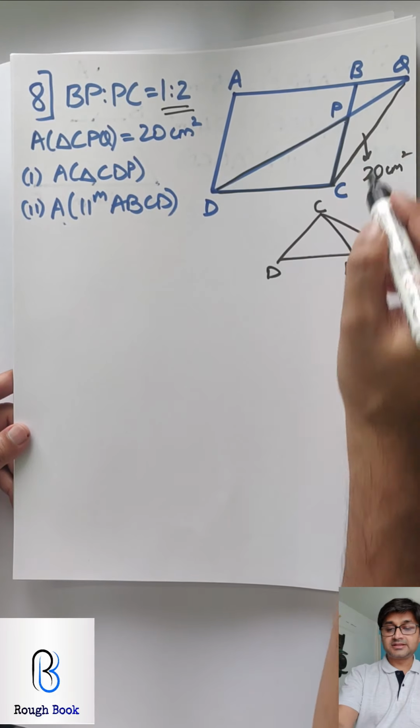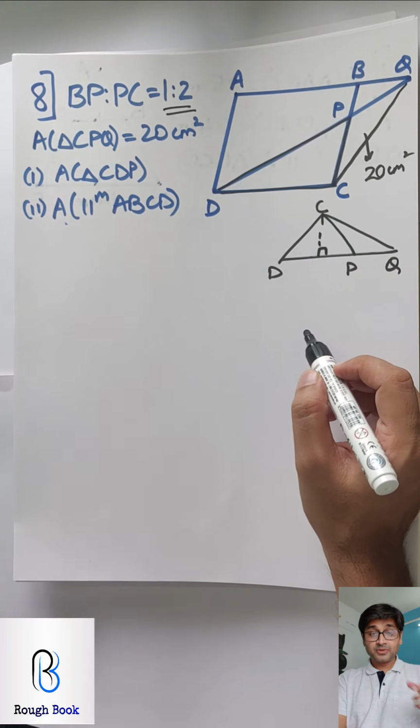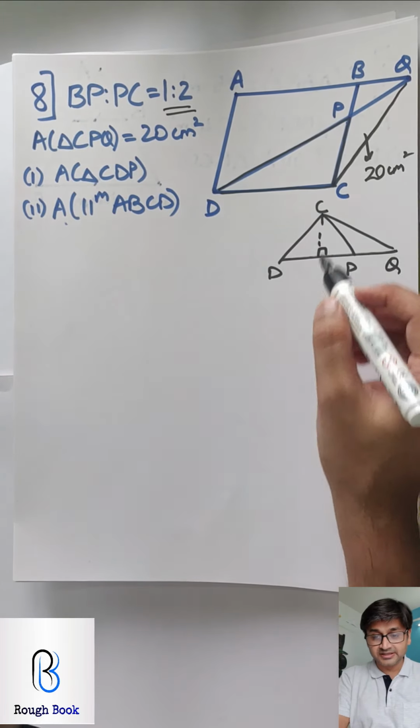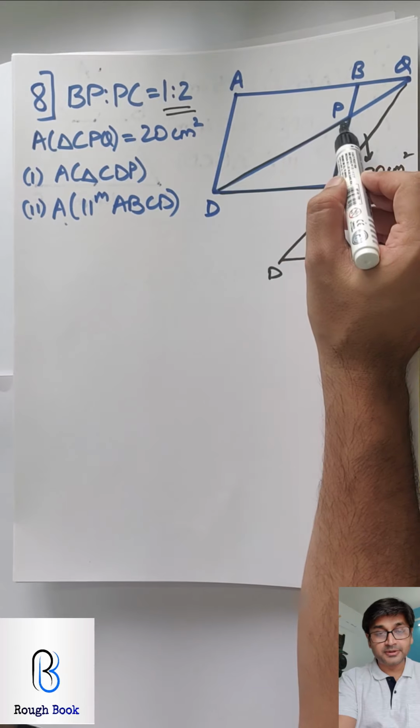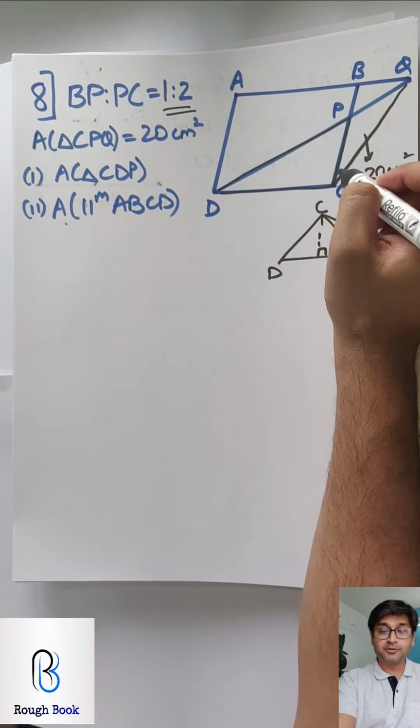CDP and CPQ have a common vertex C, so their heights are equal. So areas are proportionate to their bases. That means PQ upon DP, but we don't have PQ upon DP. We have BP upon PC.